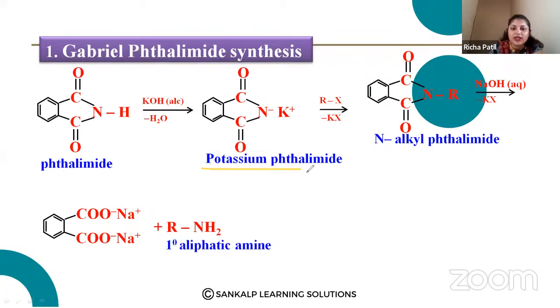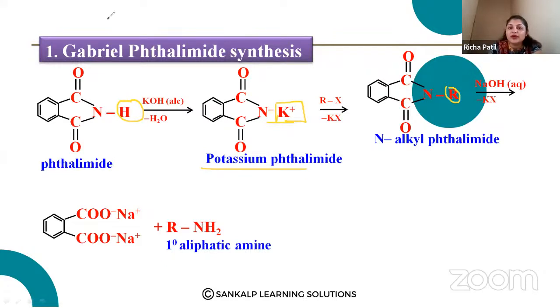You can see this is potassium phthalimide, right? Your active hydrogen has been replaced by potassium. So this becomes potassium phthalimide, a salt. Then you treat this potassium phthalimide with an alkyl halide. The reactive site is this. At this position, your alkyl group gets attached with the release of KX. It leaves behind KX, and your R, the alkyl group, gets attached to the phthalimide compound. So N-alkyl phthalimide is obtained.